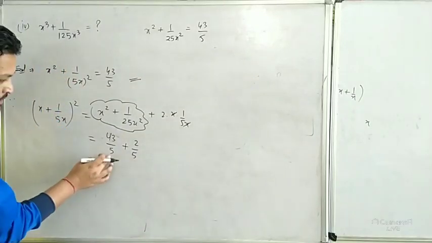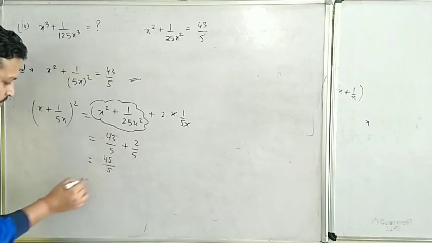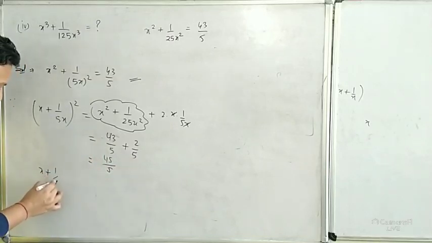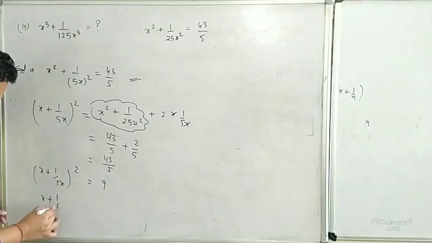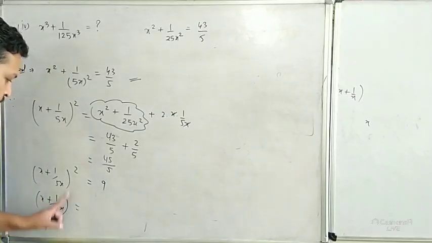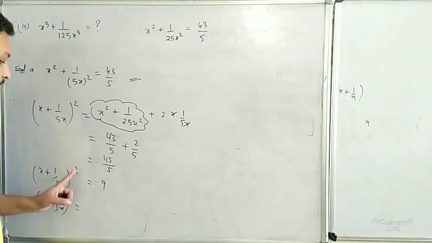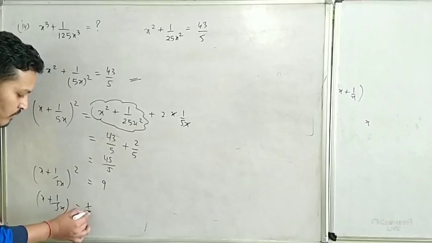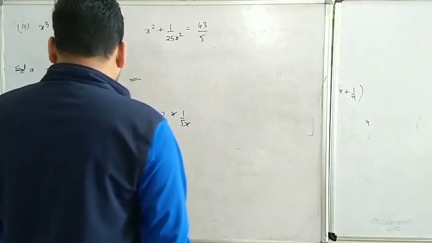Then the LCM is 5, and 43 and 2 make 45, so 45 by 5. So finally (x plus 1 by 5x) whole square is equal to 9, so x plus 1 by 5x is equal to root 9, and root 9 is 3. I told you that when you are removing the root from a squared algebraic expression, we take two values, one positive and one negative. So x plus 1 by 5x is equal to 3.